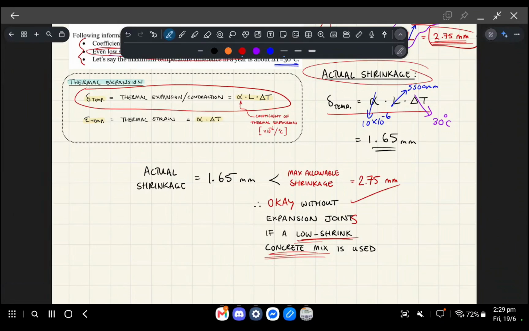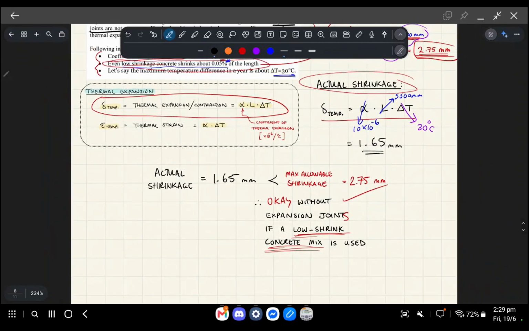So that question is basically just checking whether you need to add in expansion joints or not for this particular block of concrete, based on all this data that you're given. Okay. I don't think anyone else is still copying this down, so I'm going to move on.